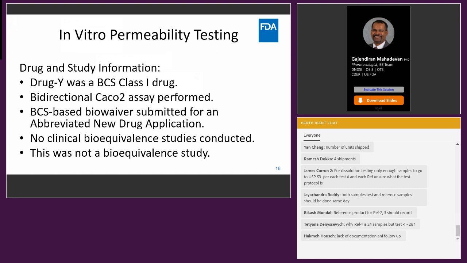This slide shows the information about the drug and the study. The drug used in the study was a BCS class 1 drug. A bidirectional Caco-2 assay was performed. A BCS-based biowaiver was submitted for an abbreviated new drug application. No clinical bioequivalence studies were conducted for this. This was not a bioequivalence study.